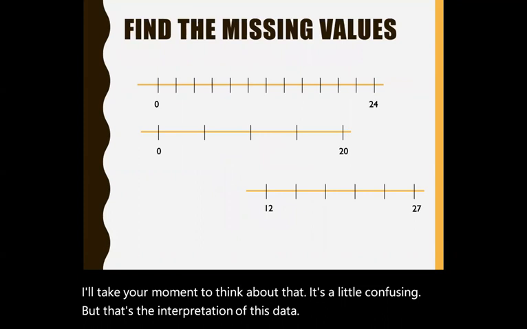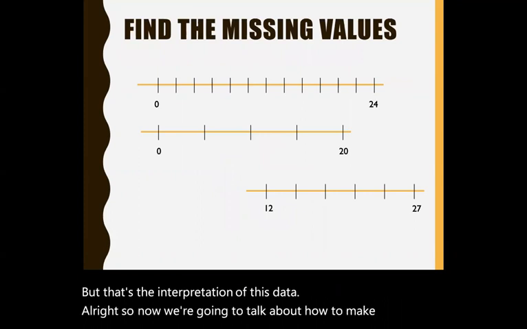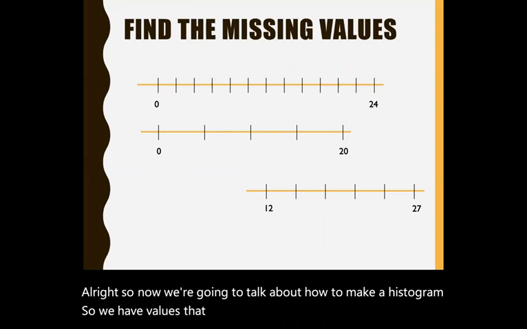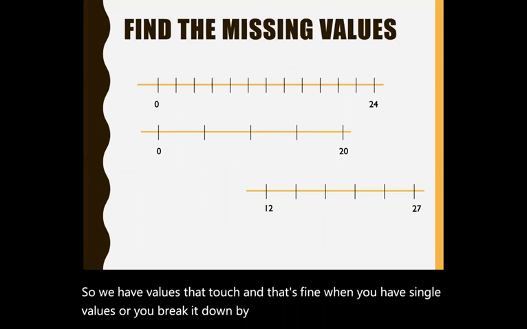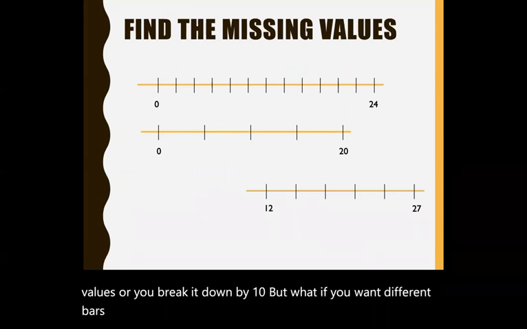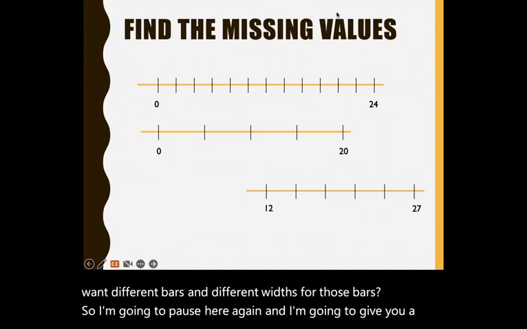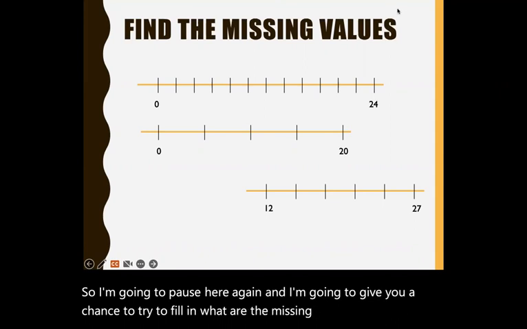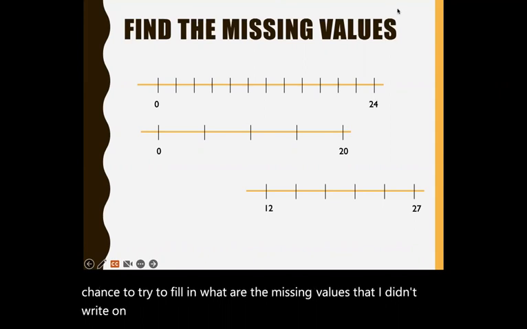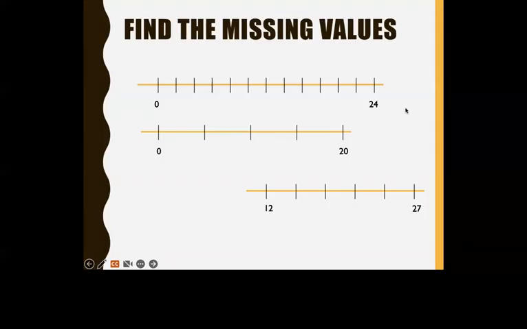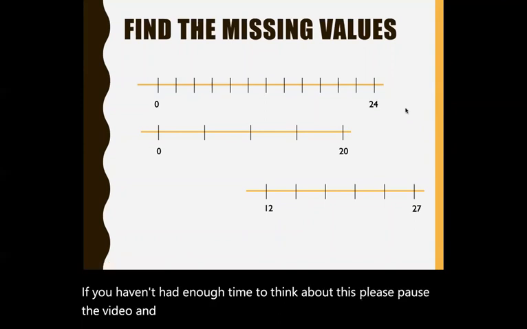All right, so now we're going to talk about how to make a histogram. So we have values that touch, and that's fine when you have single values or you break it down by 10. But what if you want different bars and different widths for those bars? So I'm going to pause here again, and I'm going to give you a chance to fill in what are the missing values that I didn't write on these number lines that exist based on the dashes. If you haven't had enough time to think about this, please pause the video and take more time.